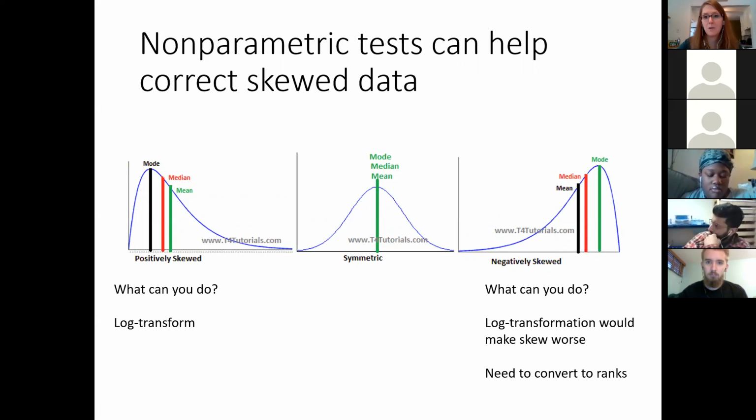So if you have super left skewed data, you can't go the log transformation option, and you're going to convert it to ranks and do some sort of nonparametric test on it. In general, the feeling is that if you can log transform, so if you have right skewed data and you can log transform and then use a parametric test, you should do that. That's the better option than using a non-parametric test.